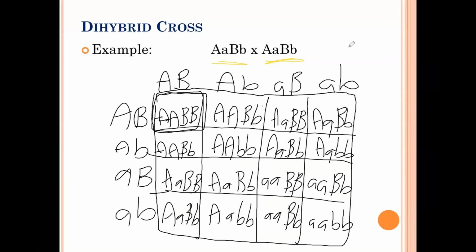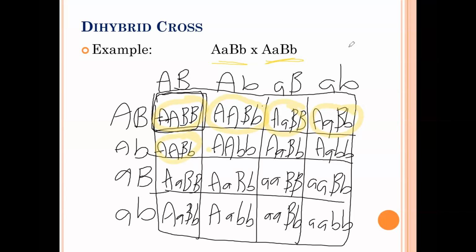Okay, so the question is, how many of these 16 boxes are dominant for both traits? I would pause right now, and if I were you, I would circle them. How many are dominant for both traits? This one's dominant for both traits. Remember, it only has to have one capital letter. That one has at least one big A and one big B. This one has at least one big A and one big B. This one has at least one big A and one big B. This one does.